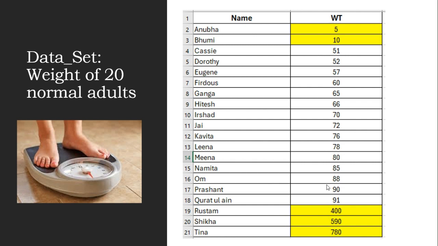Now, the reason why I have highlighted the first two and last three is that this is not normal. Any normal adult cannot have a weight of 5 kgs or 10 kgs, or a weight of 780, 590, or even 400 kgs. Therefore, visually inspected, we can make out that there is some problem in my data set. There is a presence of outliers, and let's see how to remove these outliers using the interquartile method. So we have to understand what this method is all about.